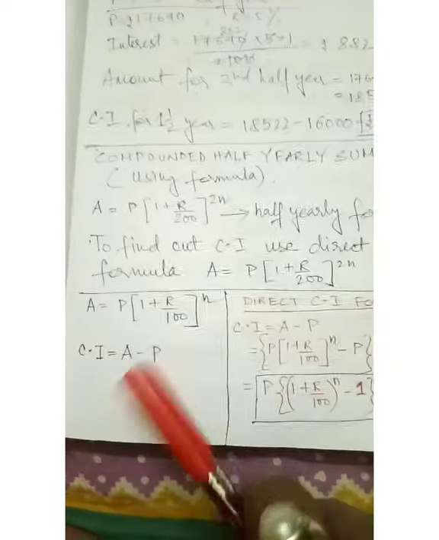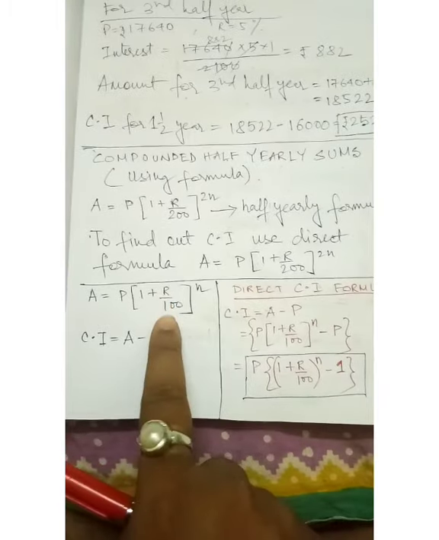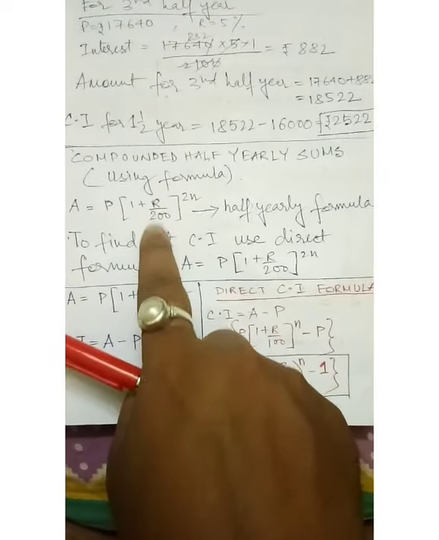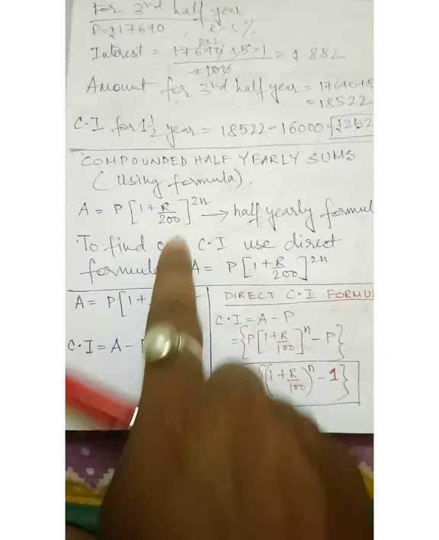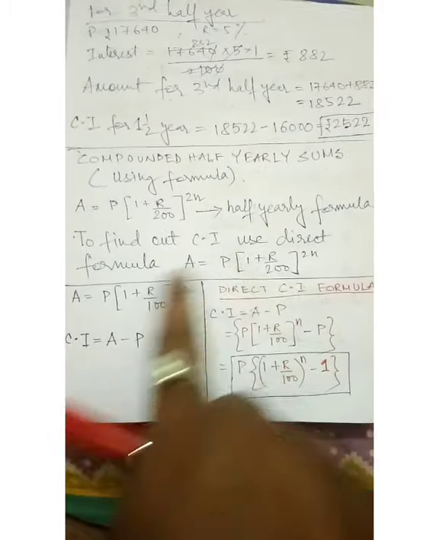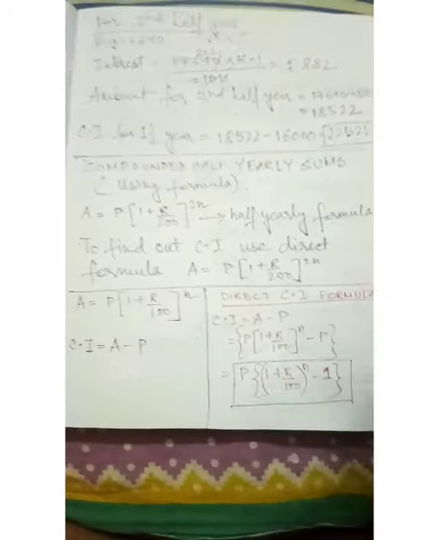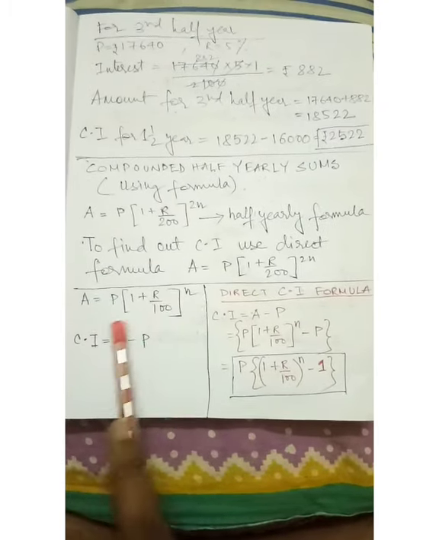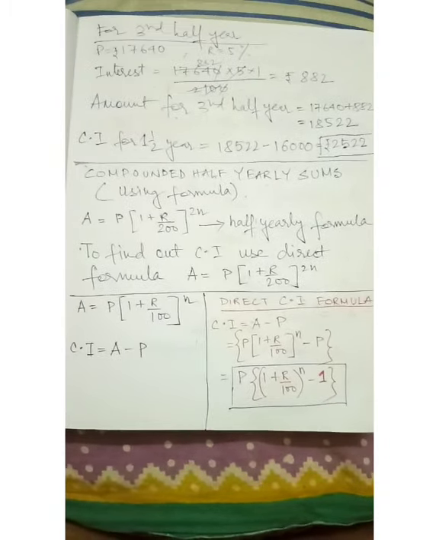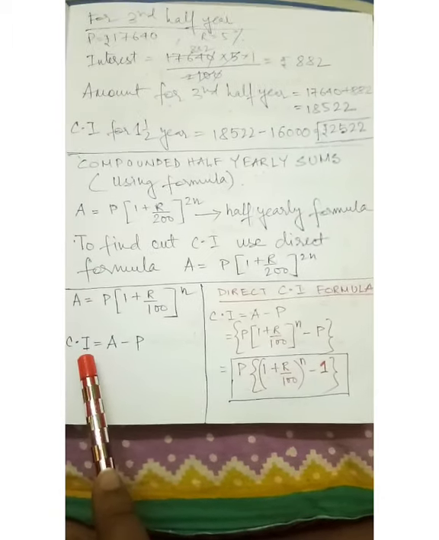Normally we have the formula A equals P in bracket 1 plus R by 100 to the power n. But in case of half yearly, we write only 200 in the denominator and the power will be 2n. To find out CI, use the direct formula. In the first module we have done this formula, and I have shown you one more formula, that you can find out the CI directly.